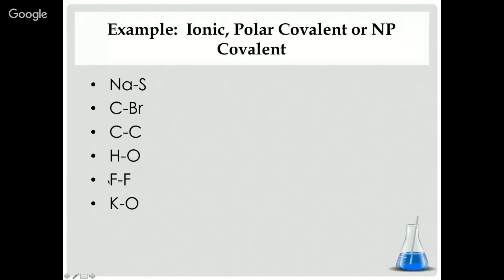For the next one, we have diatomic fluorine. Since they're both the same element, the electronegativity difference is going to be 0. So that's going to be a nonpolar covalent bond. And for the last one, we have KO. This is a metal, potassium, and oxygen. So this would be metal, nonmetal. This would be an ionic bond.